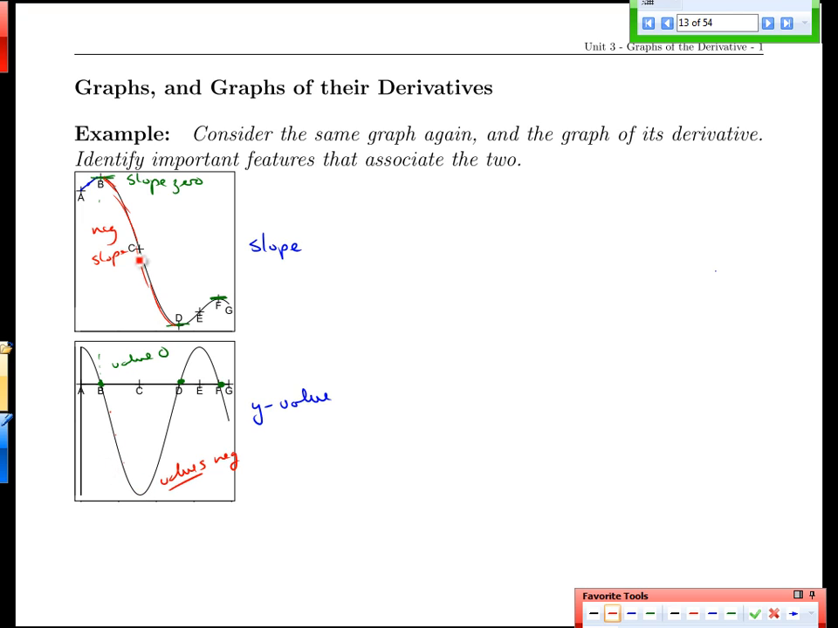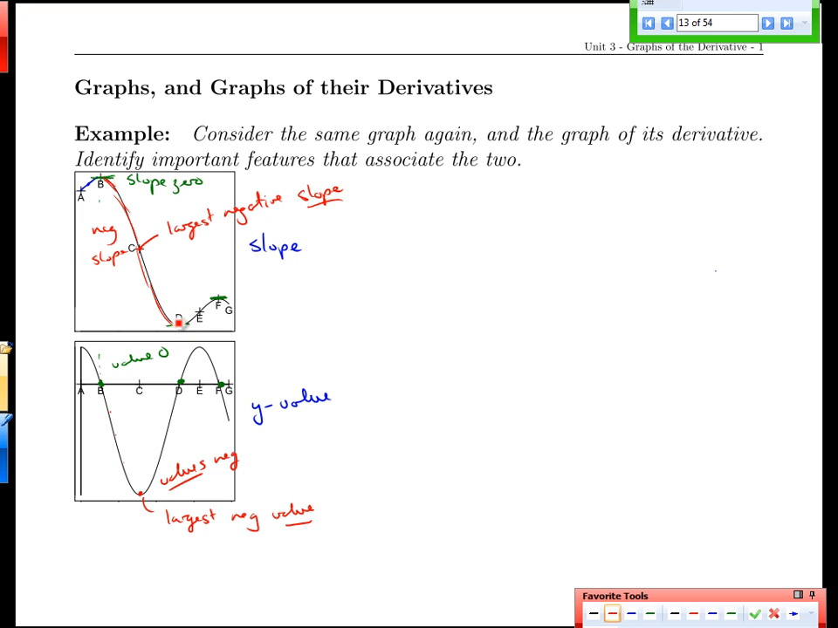The most distinctive point on this graph anyway is this lowest value here. And it's worth making that association in reverse. So this is the largest negative value. And with the relationship between these two graphs, that means that C translates into the largest negative slope. So that's the correlation between all these things, between both these graphs.